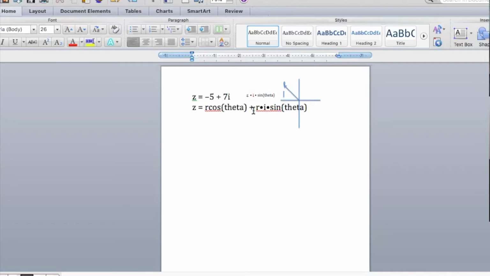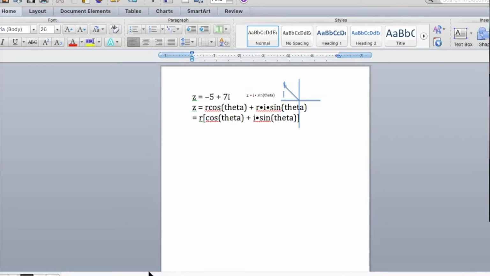That's because ri sine theta, that's this part right here. So r sine theta is the y coordinate. And so essentially this is the x coordinate, this is the y coordinate. Well, it's the a and b coordinates, but it's the horizontal coordinate because it's the real number. And +7 is the b coordinate because it's the number that's multiplied by i. It's the coefficient of the imaginary term.